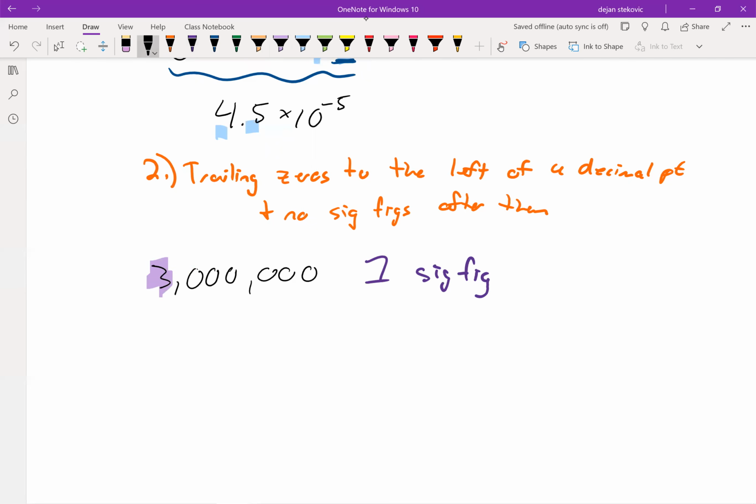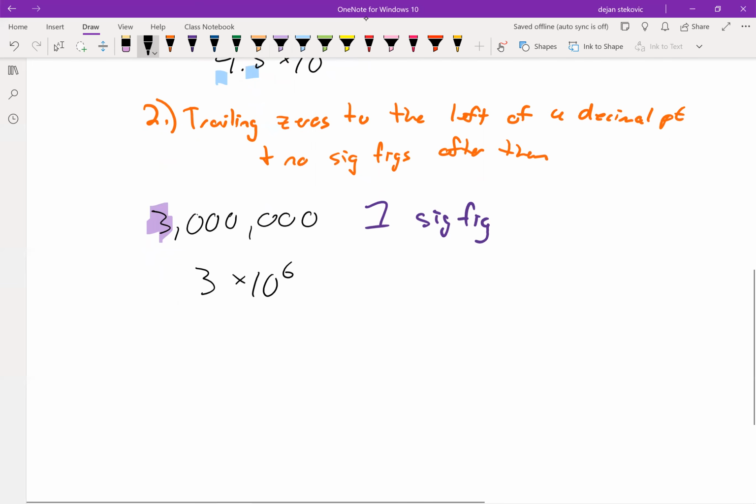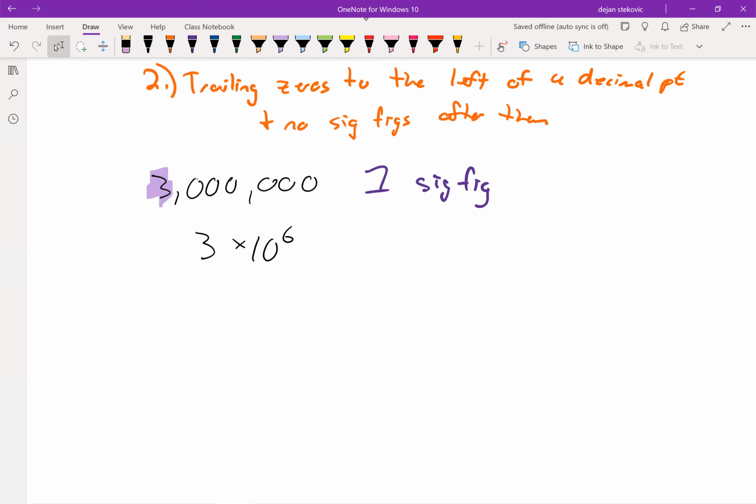The way we would write this in scientific notation is just 3 times 10 to the 6. We would not write it as 3.0 or anything like that, because that would imply that we have more sig figs than we do. There are ways to signify that zeros are sig figs. For example, one way to do that is to write the same number here and then underline it. If you underline it, that means that the number is a sig fig.